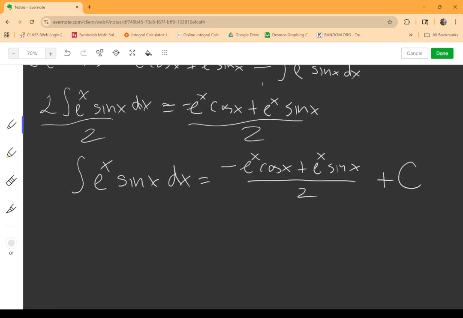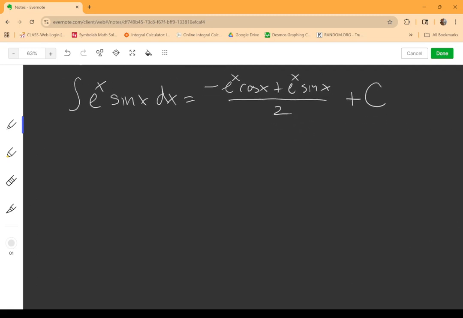And that's it. That's how we approach something where neither function goes to 0, but we do get repeating or cycling, where we wind up at some point with the same integral that we started with. So that's another way we can use integration by parts that wasn't as straightforward as some of our earlier examples.